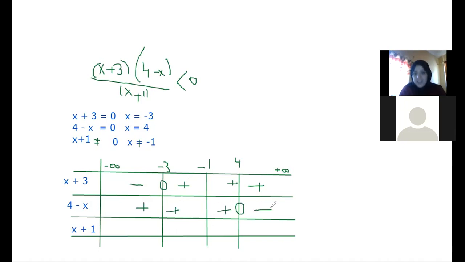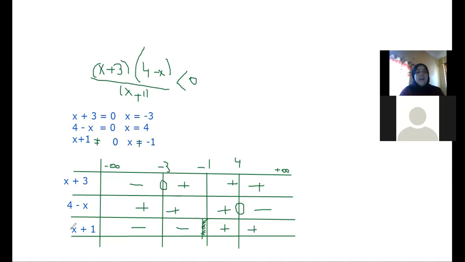Excellent. Now, x plus 1, you know that its root is minus 1, but it must not be equal, right? So that means here I have to shade it. Yes, excellent. And everything before minus 1 is negative, since it's not minus x, and everything after it will be positive.